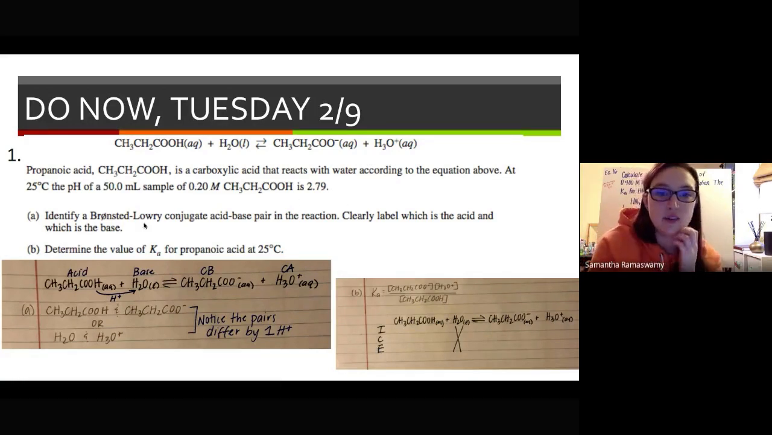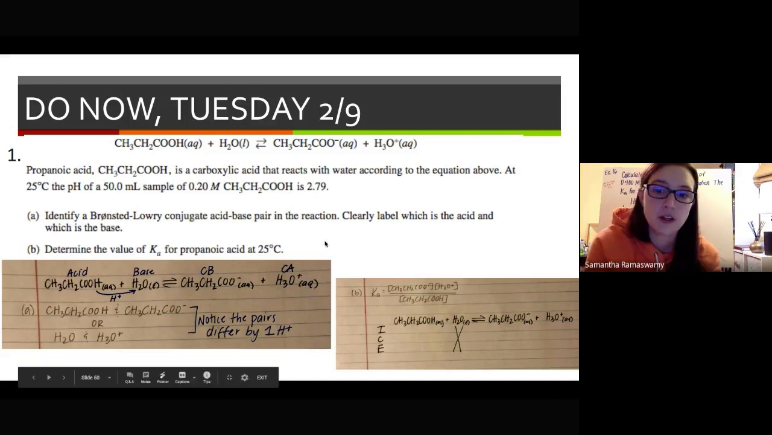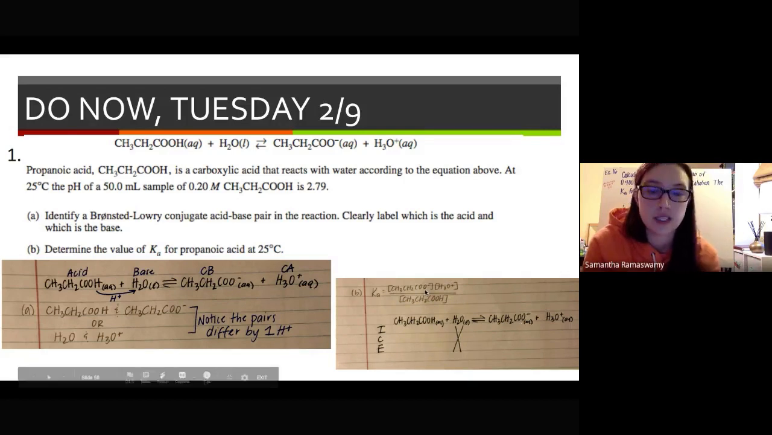So see if you can use that information, the initial concentration of the acid and the pH, which gives you H plus at equilibrium. See if you can use that to fill in the ice table and then use the equilibrium row to solve for Ka. So I'll give you a couple minutes. See if you can fill that in.